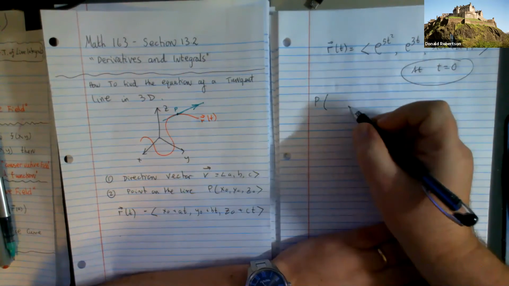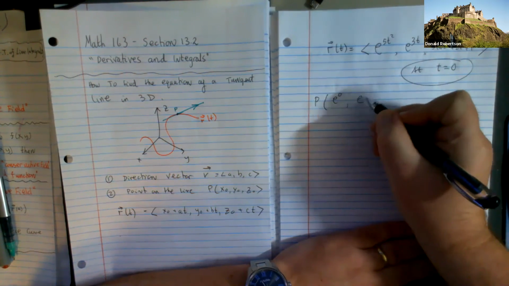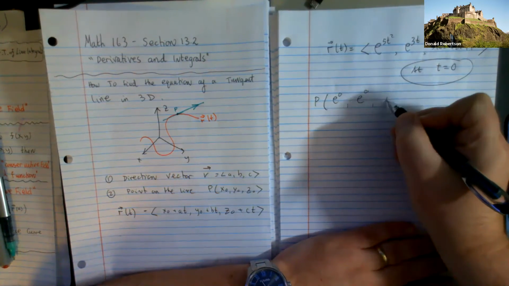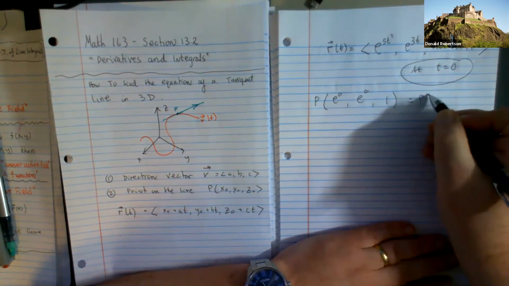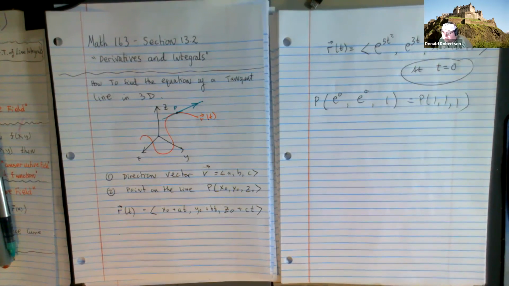Well, that's going to be e to the 0, e to the 0, sine of 0 plus 2 lots of 0 plus 1. And you get 1, 1, 1. You see how easy it was to find the coordinates of the point if you tell me that guy.